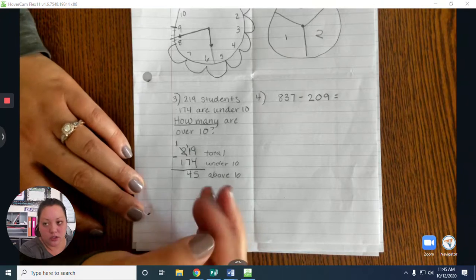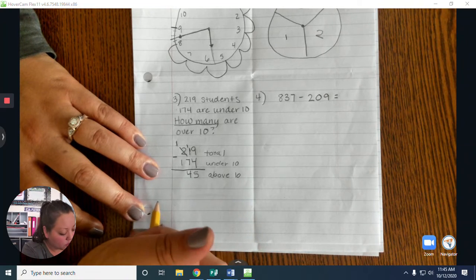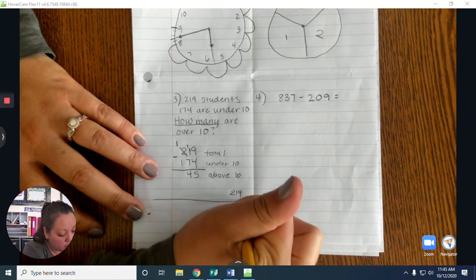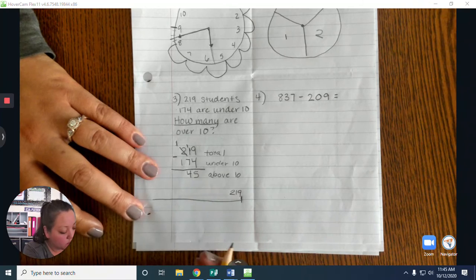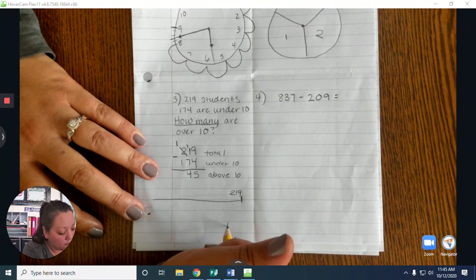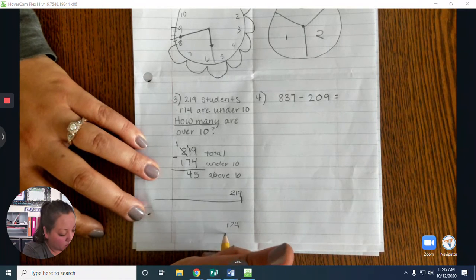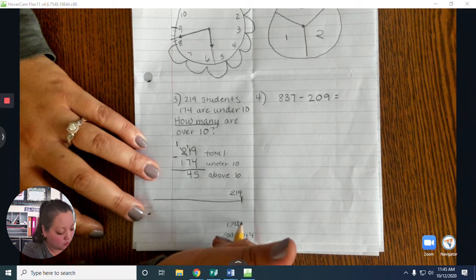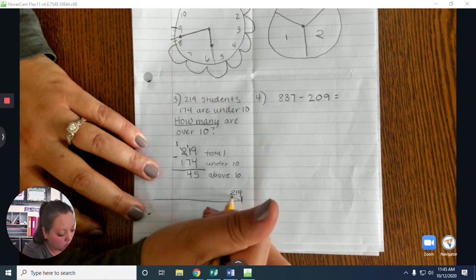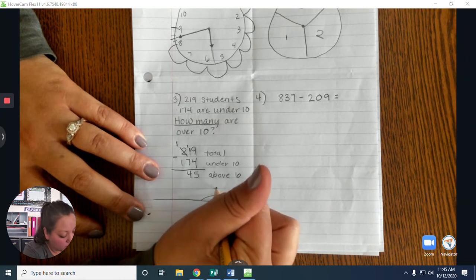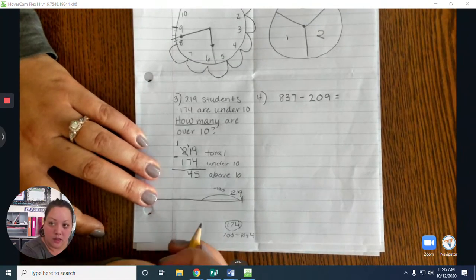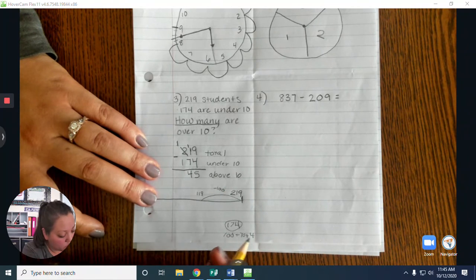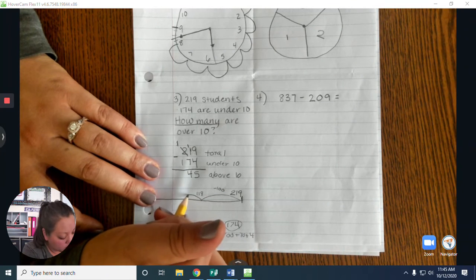Okay? And I could also do this, if I wanted to, by doing a number line. So if I have 219 here, that's our total, and I subtract 174. I know 174 is really 170 and 4. So that's what this equals. So if I subtract 100 from 219, this is minus 100. Okay. Then that would give me 119. Okay, well then let's subtract, I'm at minus 4 because that one's a little easier.